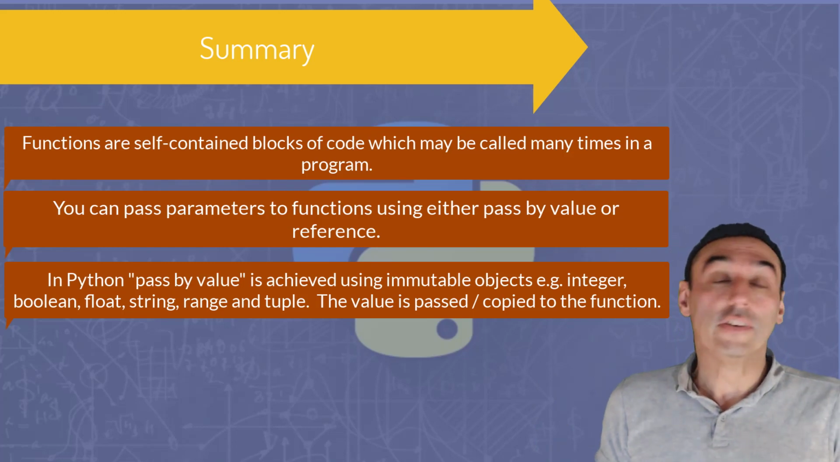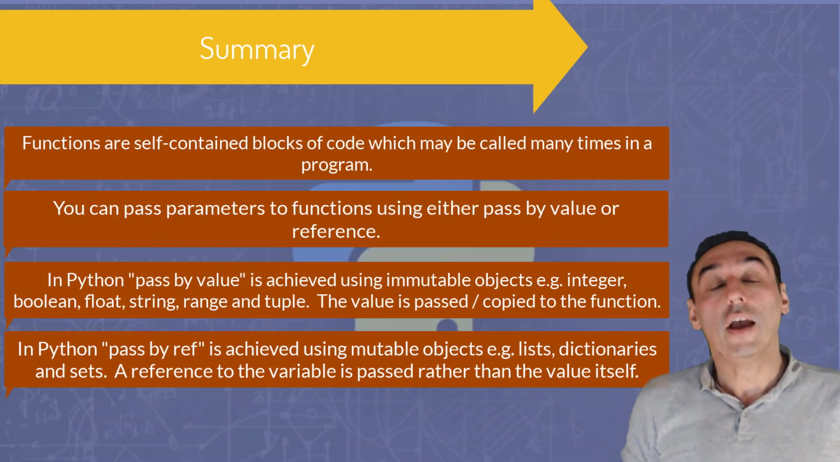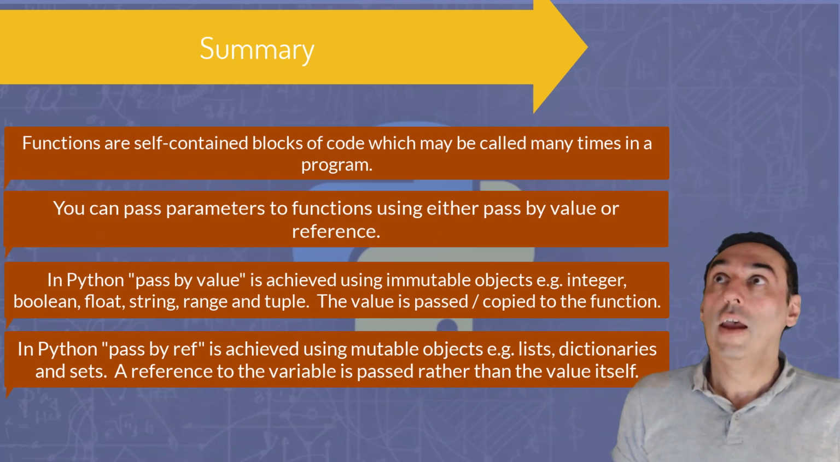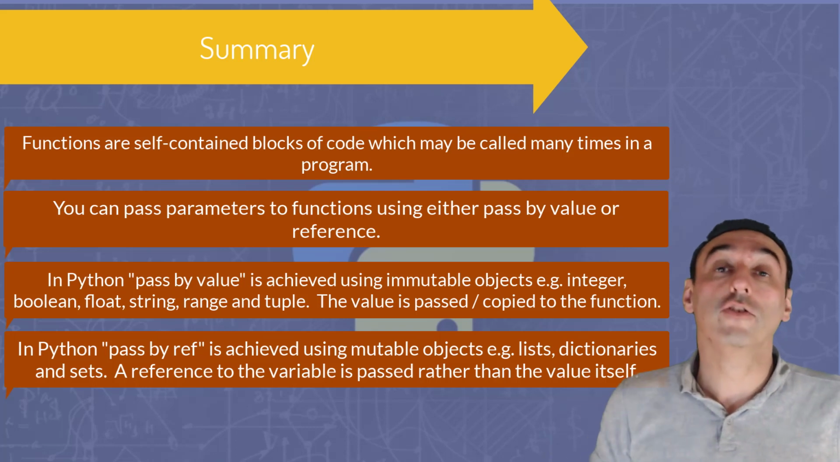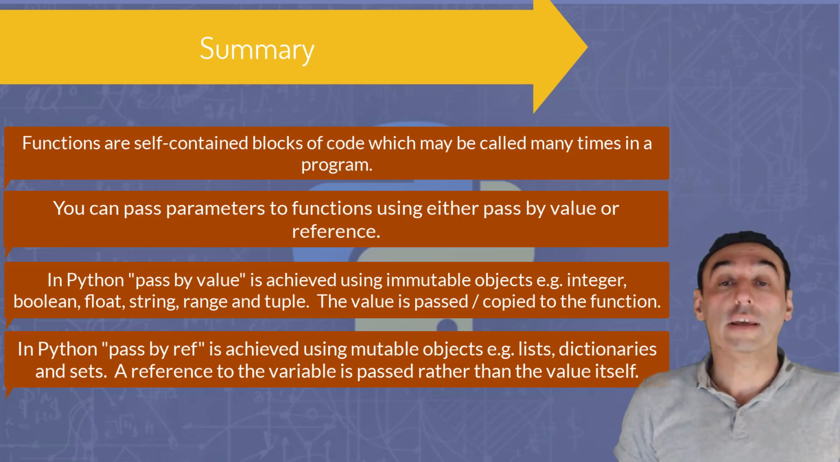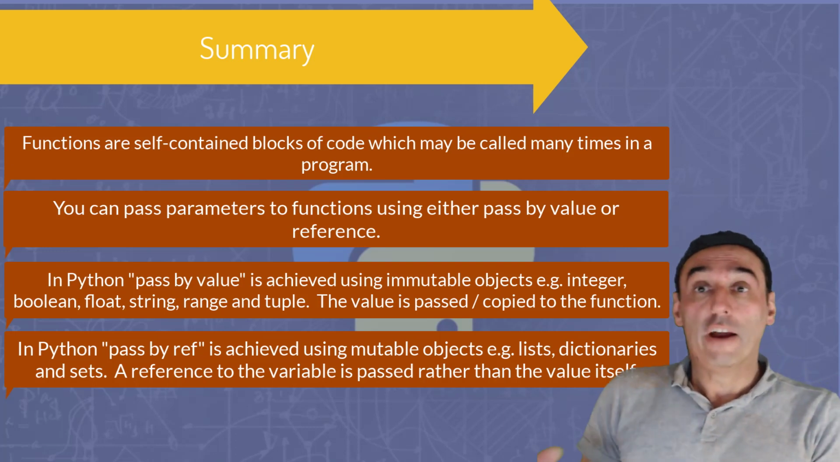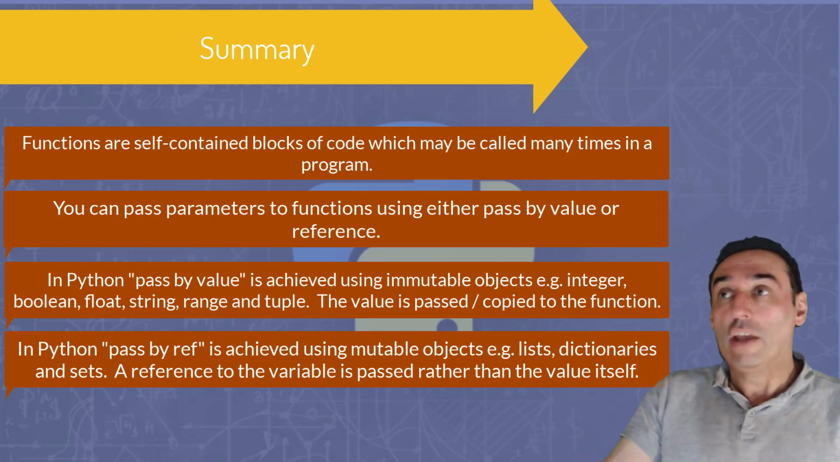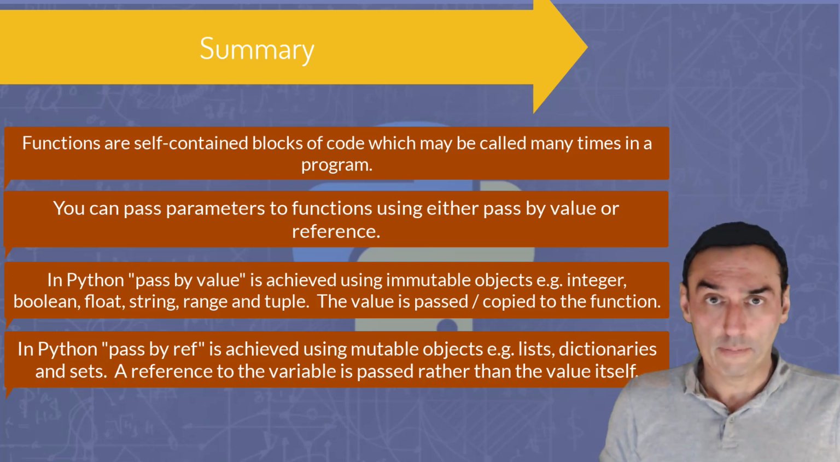Now, opposite to that is what we call pass by reference, which is the idea that you pass a reference to the variable that you are using to the function that you are calling. And when you change the variable in the function, you are changing where you're referring back to, so there is no need to return the variable.